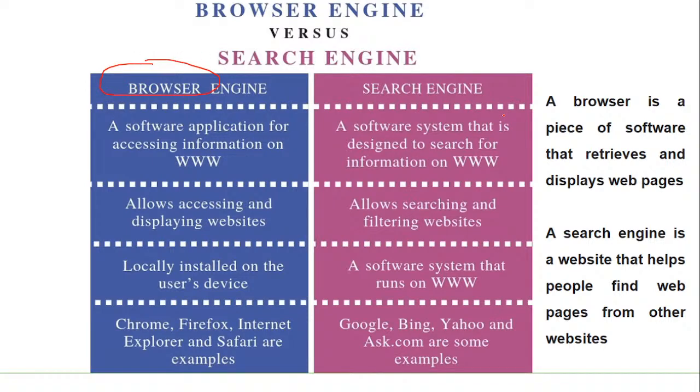In simple language, especially for students from a non-IT background, I have separately written it in the easiest form. A browser is a piece of software that retrieves and displays web pages. So a browser is software that helps us get web pages, whereas a search engine is a website that helps people find web pages from the websites.